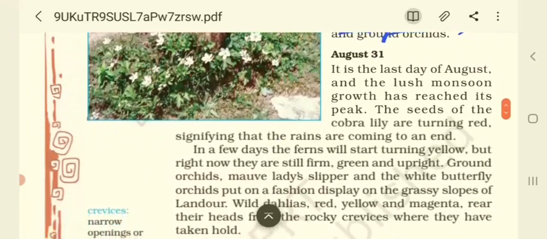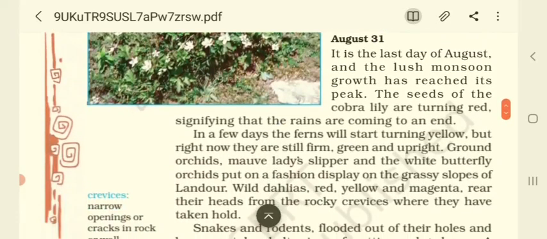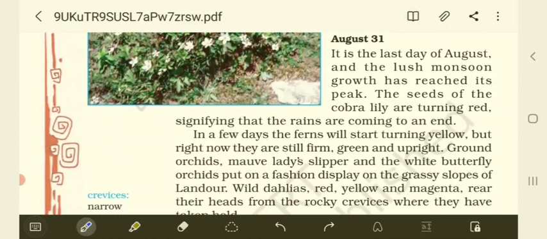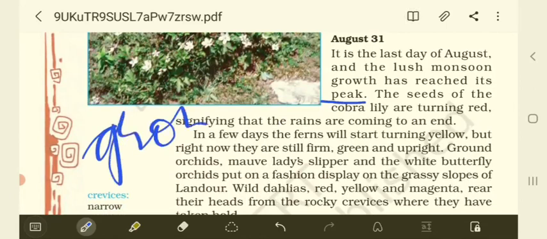Again, he updates us by August 31. What happens here? It's the last day of August, and the lush monsoon growth has reached its peak. People grow a lot of vegetables and different vegetation as soon as the monsoon appears, isn't it? So he says, lush monsoon growth has reached its peak. The seeds of the cobra lily are turning red, signifying the rains are coming to an end.